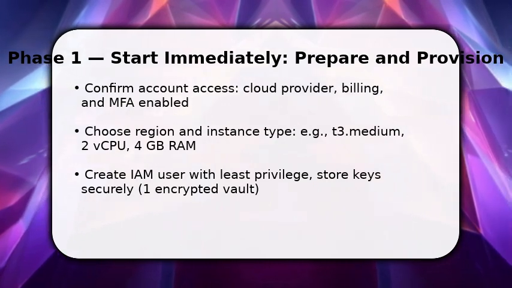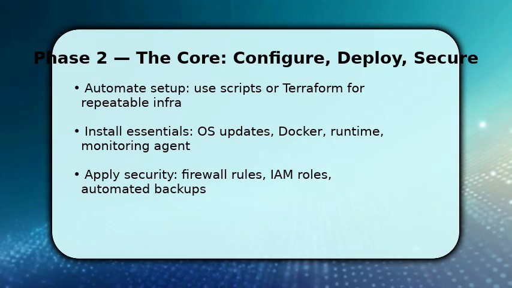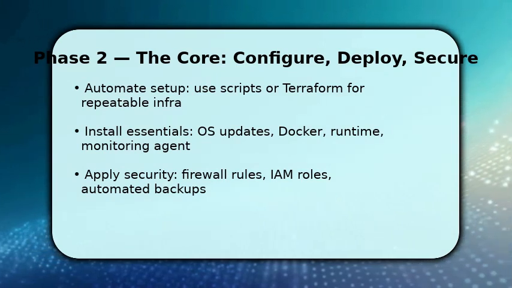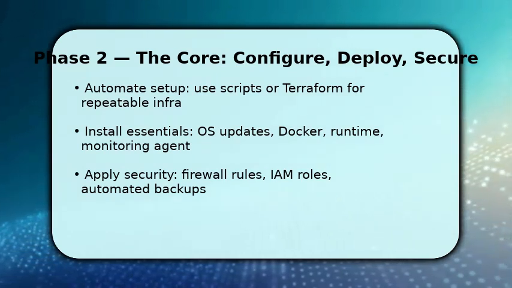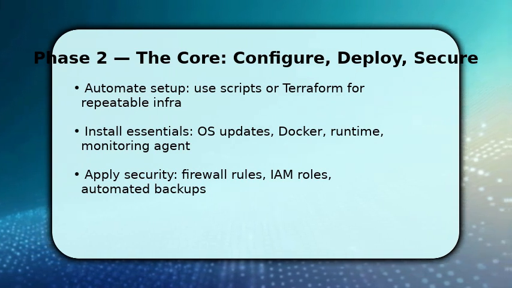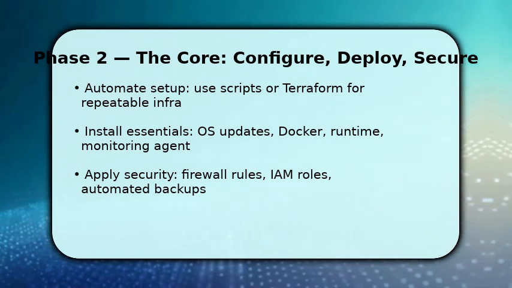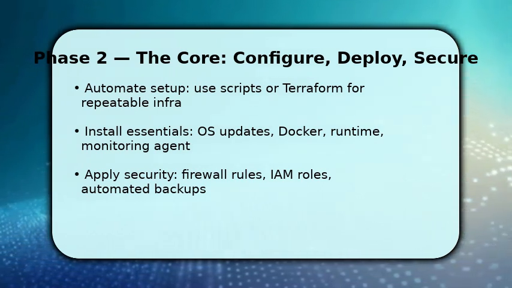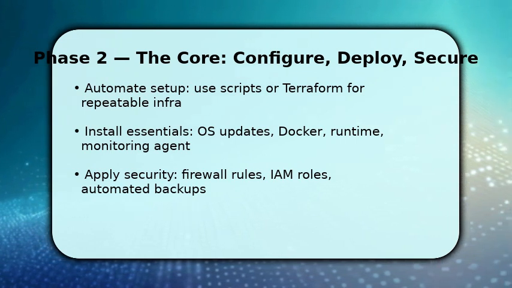Now you configure the instance and deploy the core services. Automation makes this repeatable. Use Terraform or a simple shell script to create networking, storage, and compute. This avoids human error. Once done, update the OS, install Docker and your runtime, and deploy your containerized app.